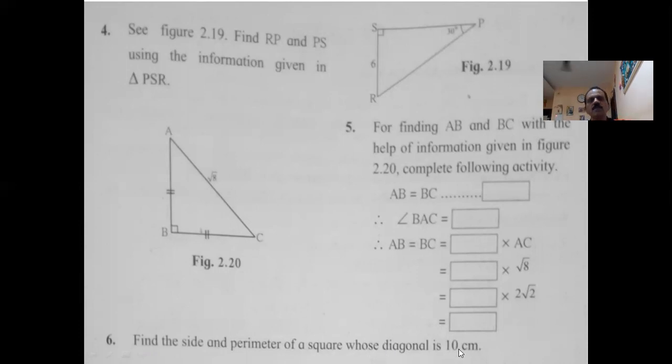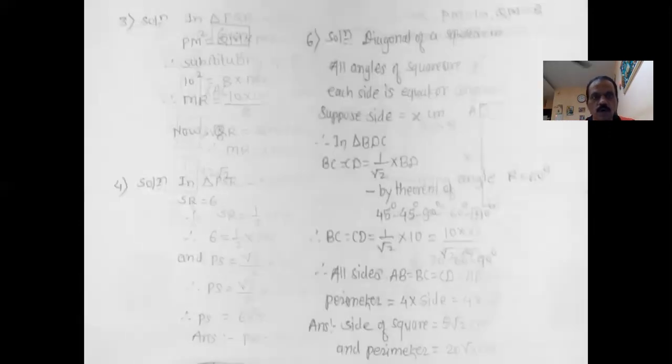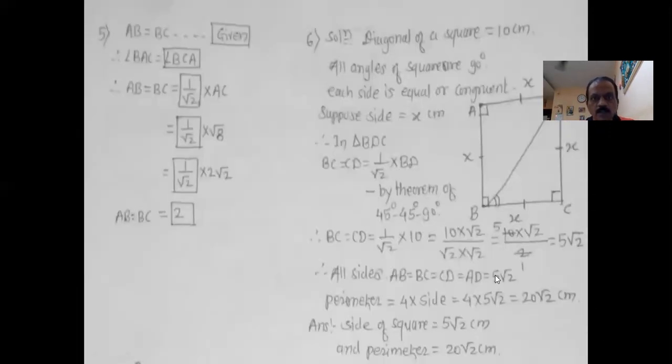What is the meaning of that? We are given a square and the diagonal of that square, and we know the value of that diagonal is 10 centimeter, and then we find out what is the side and its perimeter. Now we solve this example. Here, square ABCD is given.